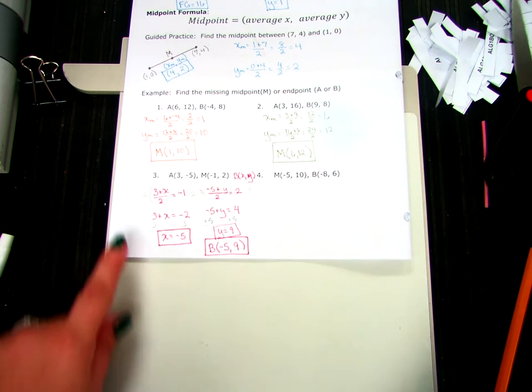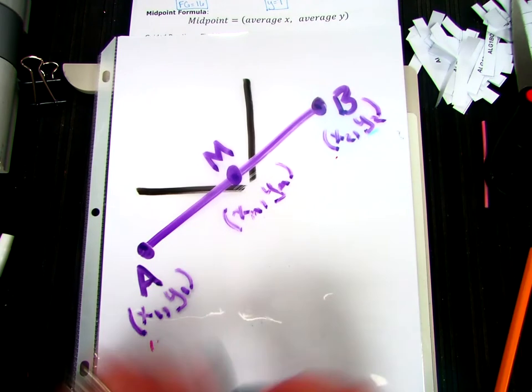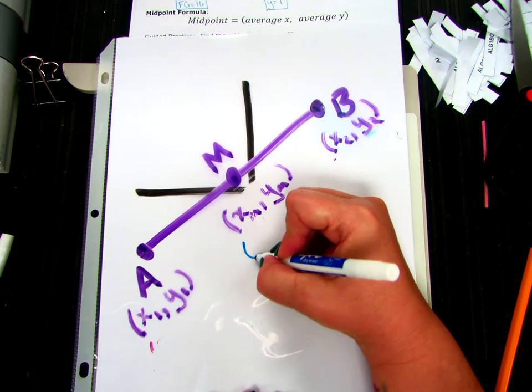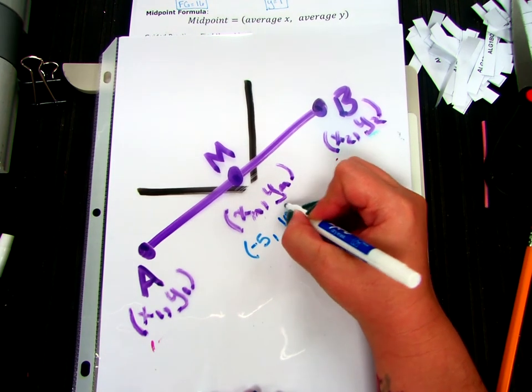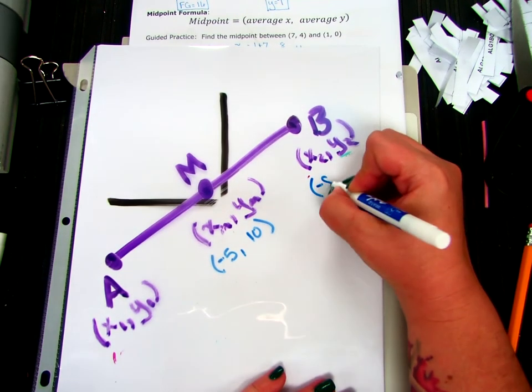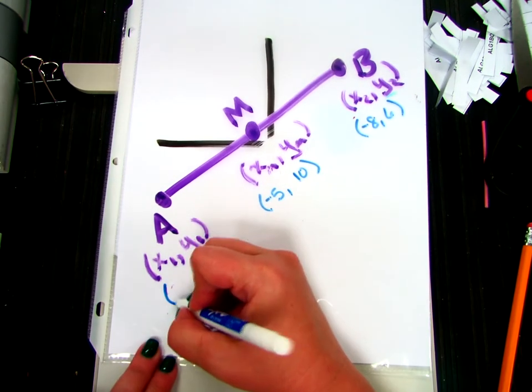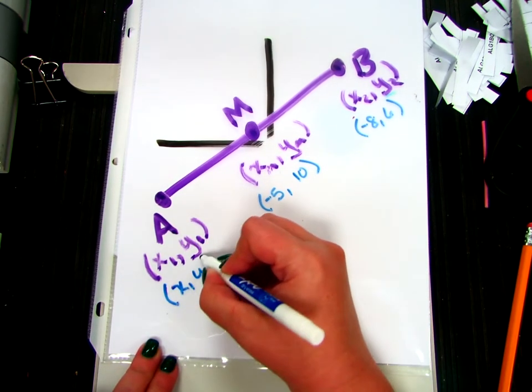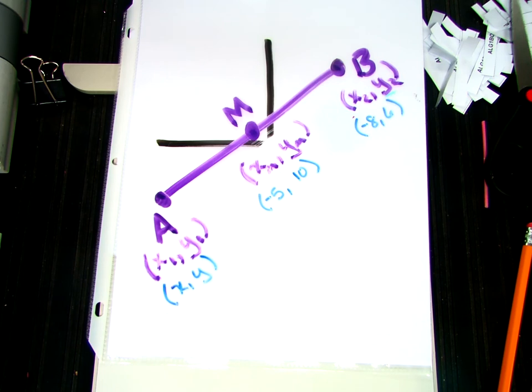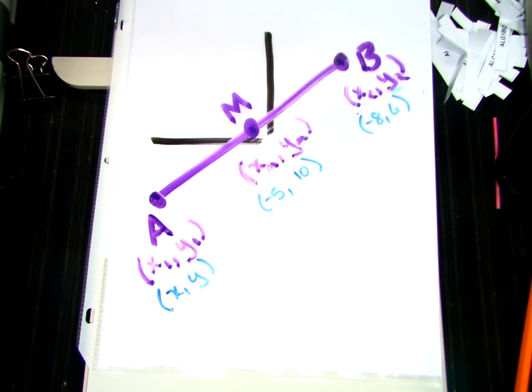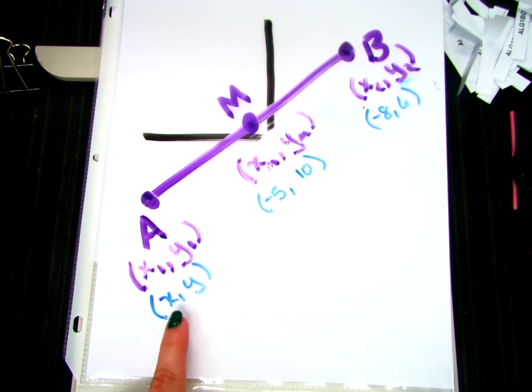So let's see. This time, M is (-5, 10) and B is (-8, 6). I'm going to be looking for A for this (x, y). Okay? All right. How should I start if I'm looking for the x? If I want to find this x right here.